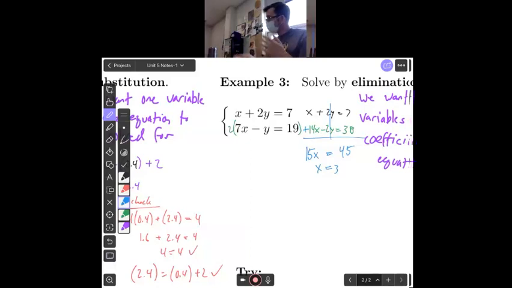Once you have one of the variables, plug it back into one of the equations. Again, which one is easiest, right? Do you want to use the first equation? Do you want to use the second equation? Doesn't matter. Just plug it back into one of them and see what y is, or whatever the other variable is. So I'll just use the first equation. So 3 plus 2y equals 7. Subtracting 3, so 2y is 4. So y must be 2. And write your answers as an ordered pair, so that's (3, 2).